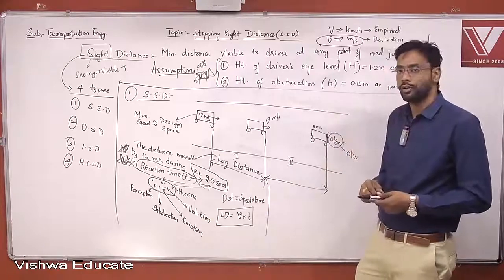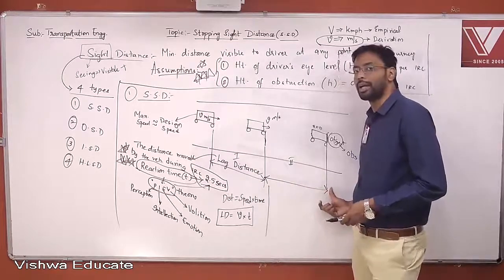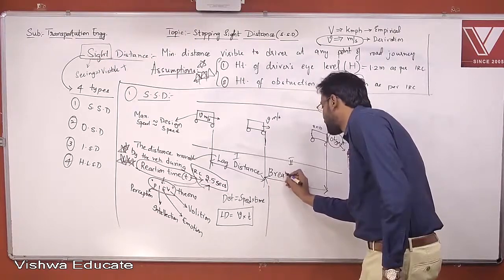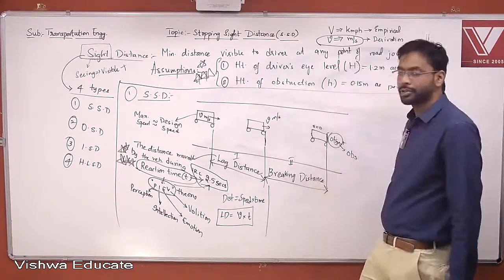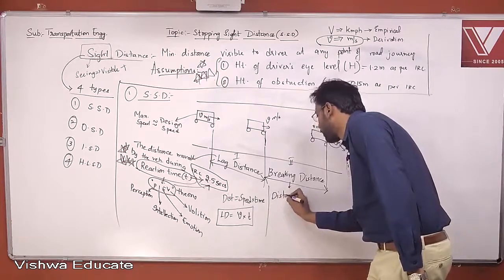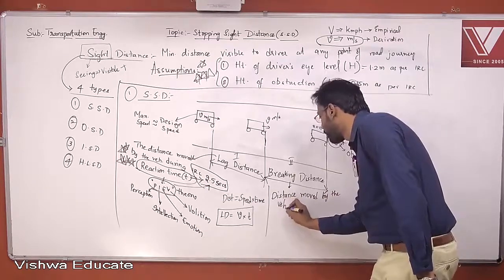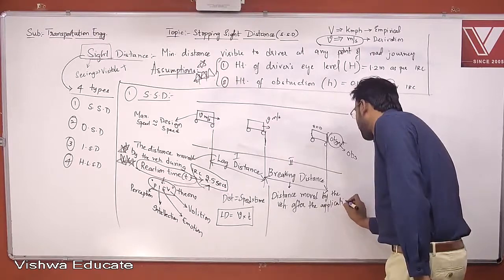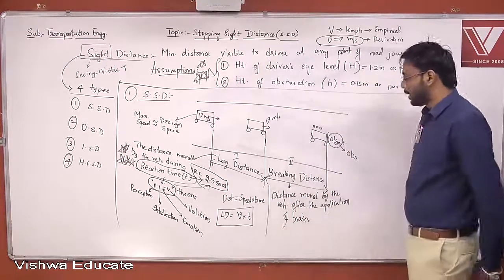So velocity is 0. Now, what can I call this distance as? Very simple, right? This is the distance moved by the car after the application of brake. So I call this distance braking distance. Right? Braking distance. As simple as it is. Distance moved by the vehicle after the application of brake. So that's why it is called braking distance.